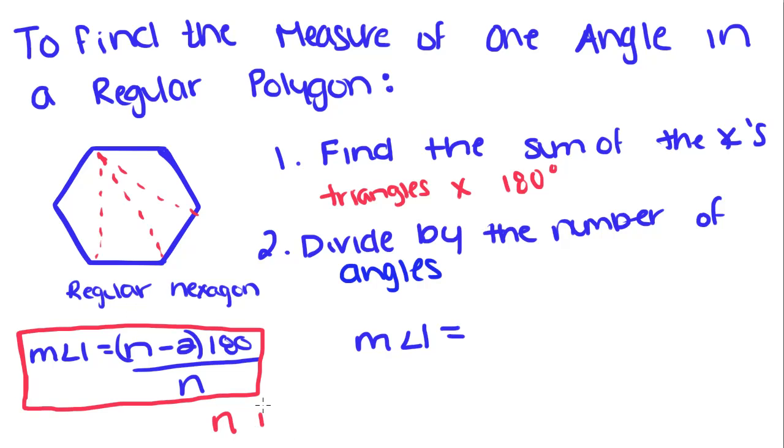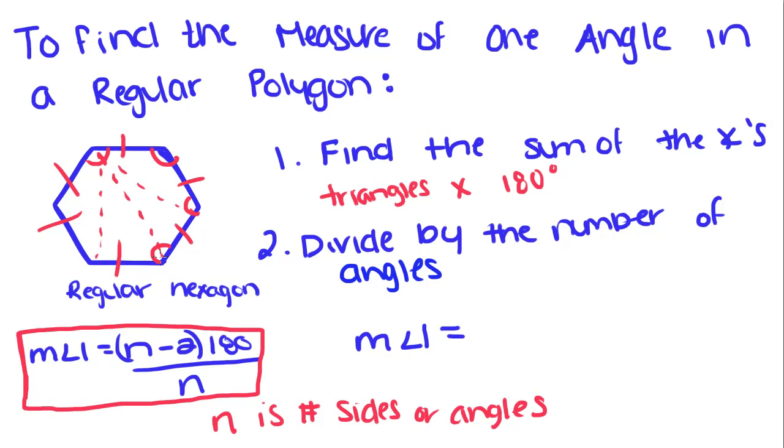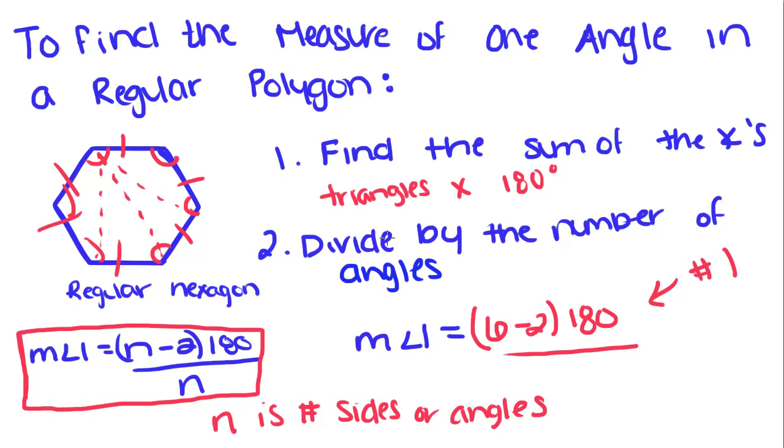So n is the number of sides or angles, because this is a hexagon. So it has 1, 2, 3, 4, 5, 6 sides, but it also has 1, 2, 3, 4, 5, 6 angles. So you take the number of sides or the number of angles, which is 6, you minus 2 and times it by 180. This top part is number 1, finding the sum of the angles. And when you divide by the number of sides, when you divide by 6, you're doing number 2, and we're just doing it in one step.